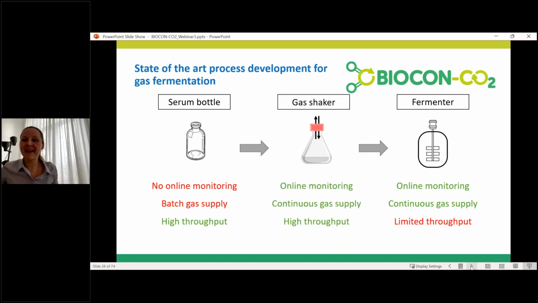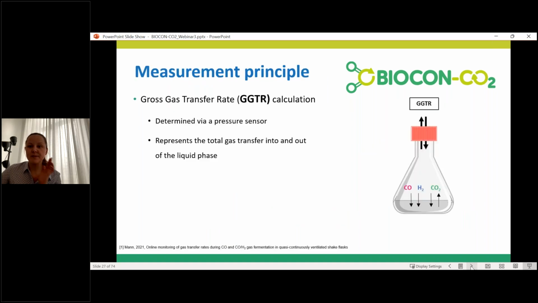To fill this gap, we designed the gas shaker system, which sits in the middle between the serum bottle and the fermenter. It is a shake flask system with online monitoring, with a continuous gas supply, which could greatly increase our throughput and our data generation for really directed process development. The next slide, please. The measurement principle in the gas shaker system.